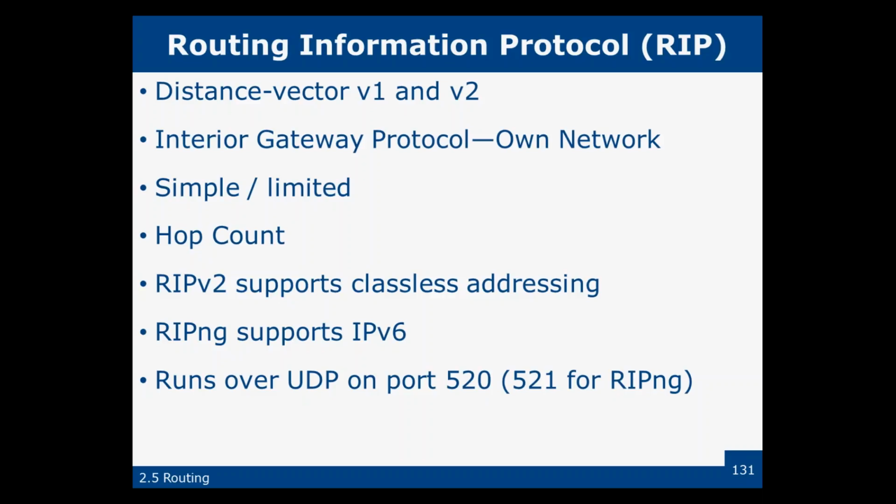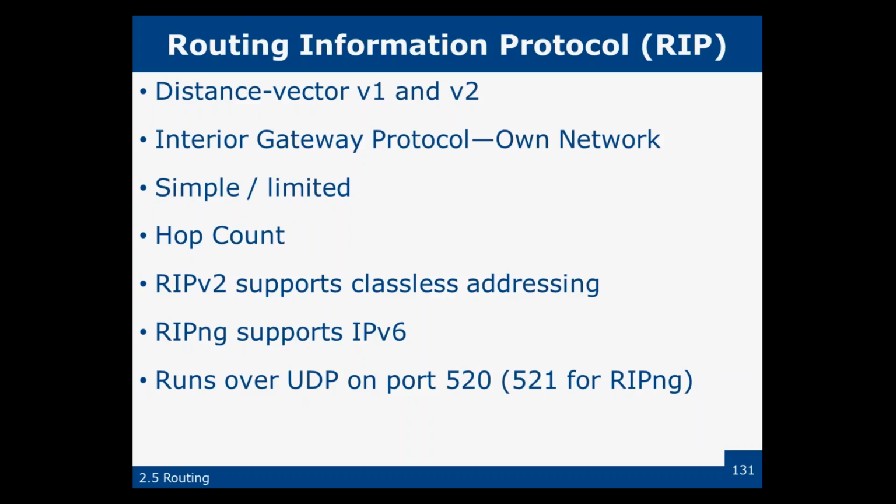RIP only uses hop count to determine the path. The issue here is if we had two T1 lines, and we'll pick T1s because that's the one that came to mind. Two T1s that go to routers that are connected by T1s that go to a destination, and you have a single 56K connection, it's going to pick the 56K, so it's not a very smart protocol.